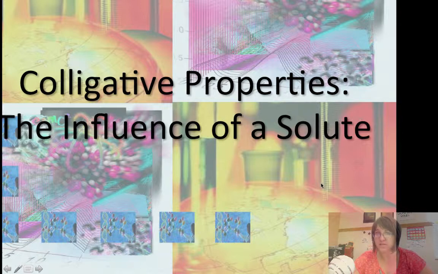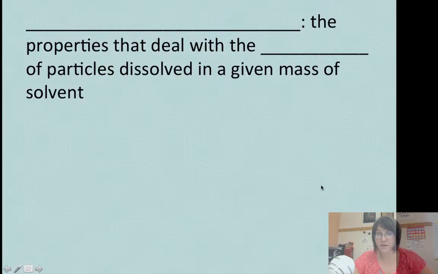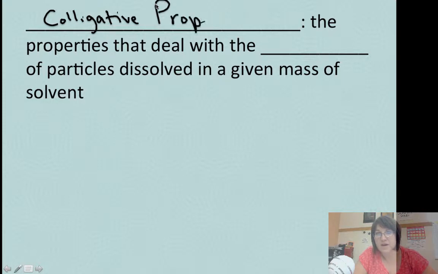Today we're going to learn about colligative properties, so we can talk about the influence that a solute has on the properties of the solvent it's dissolved in. First of all, let's define what colligative properties are. Basically, these are properties that deal with the number of particles that are dissolved in a given mass of solvent.